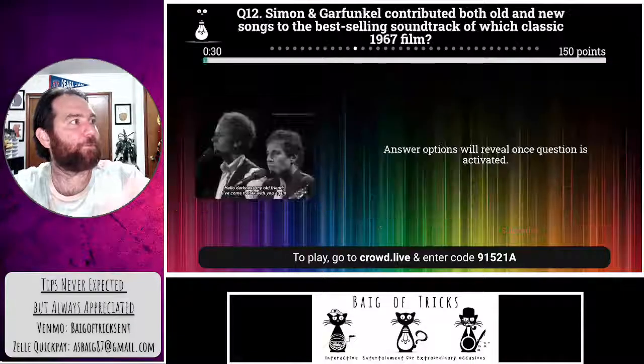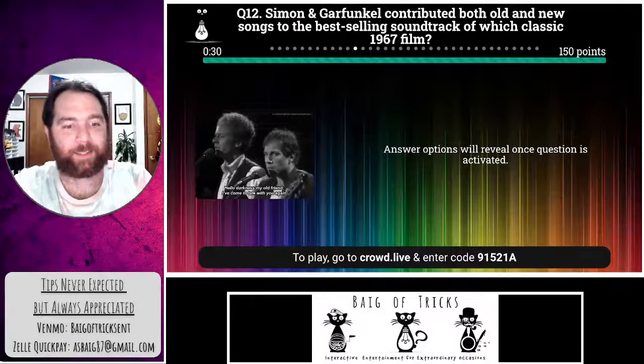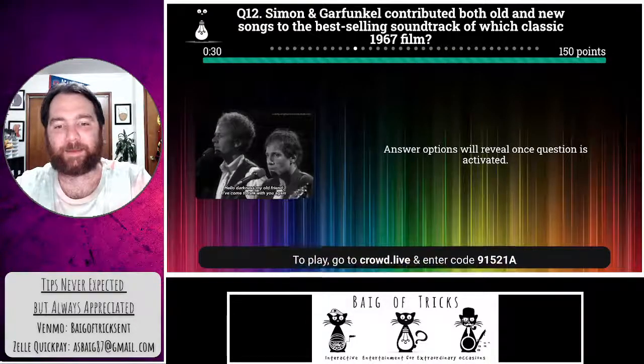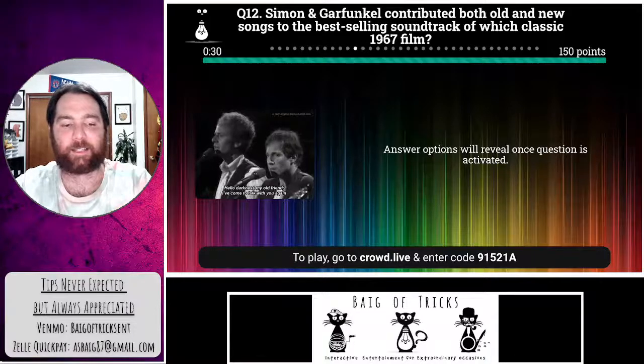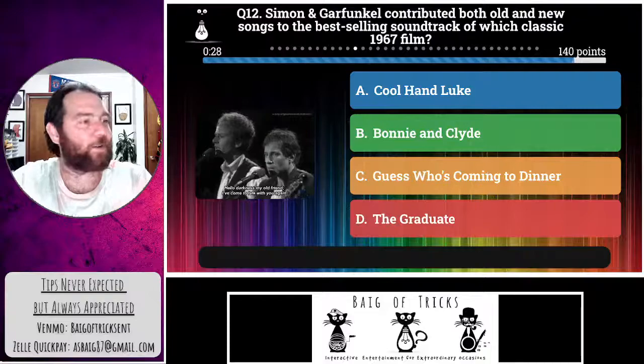Question 12. Speaking of albums and good music, Simon and Garfunkel contributed both old and new songs to the best-selling soundtrack of which classic 1967 film? This is a great album. Was it Cool Hand Luke, Bonnie and Clyde, Guess Who's Coming to Dinner, or The Graduate?